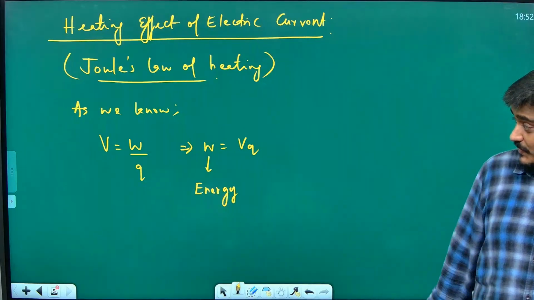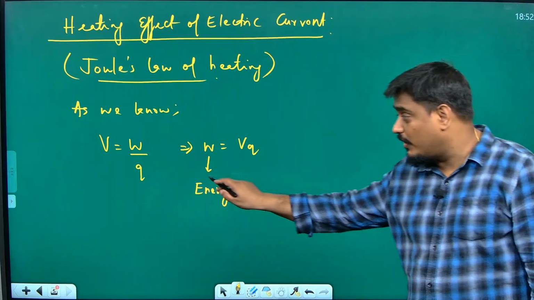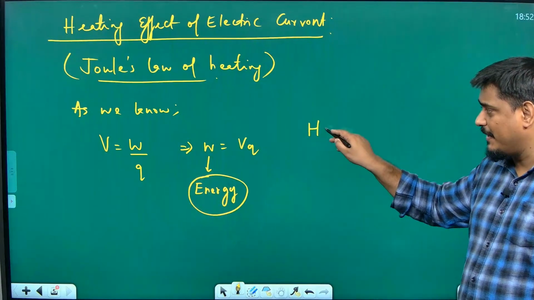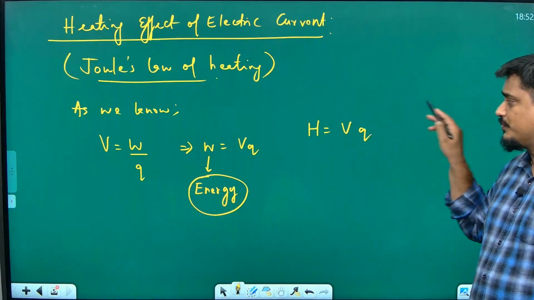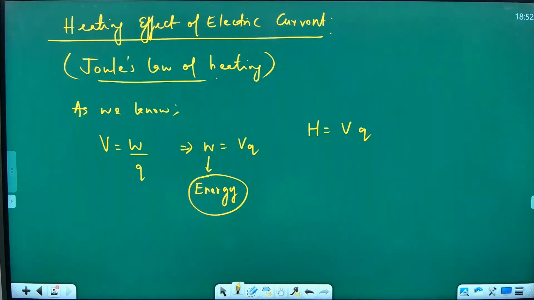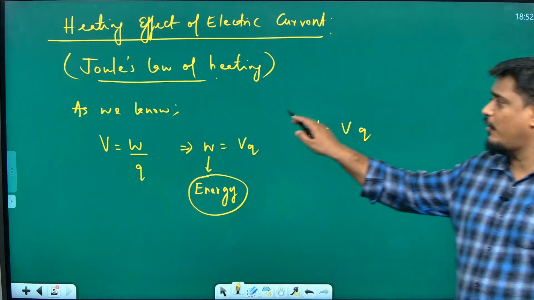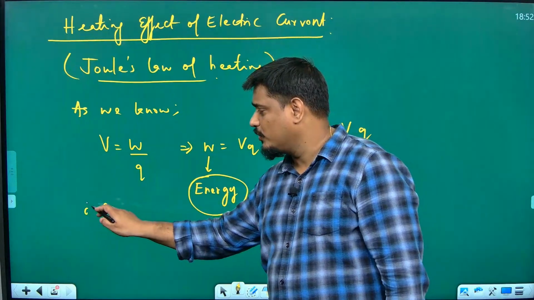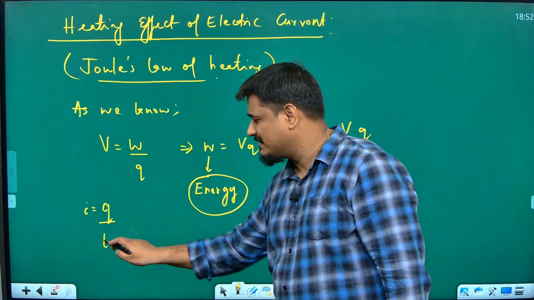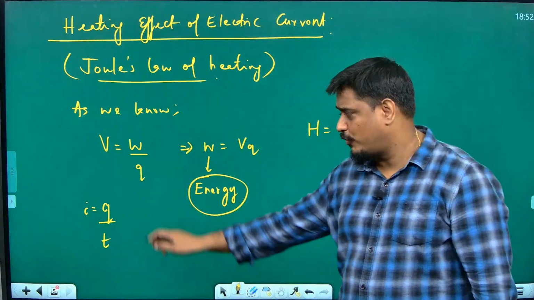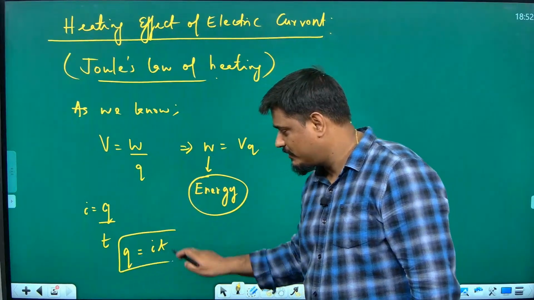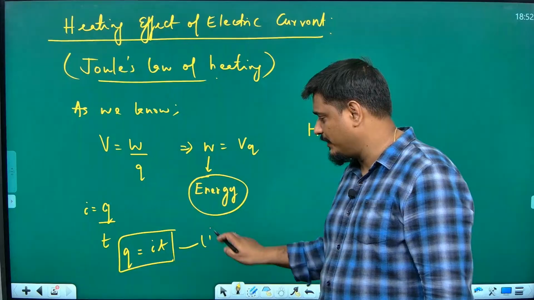I hope you studied. So this energy can be written as the heat energy, can be written as V into Q. Can I write like this? Now, what is Q? We also know that I is equal to Q by T, right? So from here what we will get? Q is equal to I into T. So this is equation number 1.